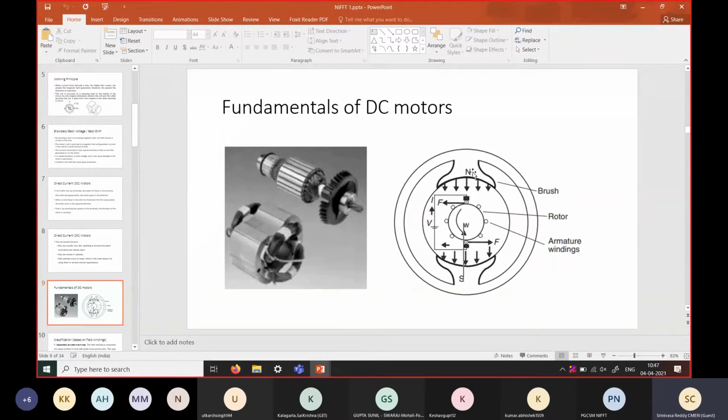In a practical scenario, there will be some 8 pole motor, 6 pole motor, like that. The number of north and south pole pairs will be more, and they are all distributed over the 360 degrees of the stator. Like that, in the practical scenario there are several coils to improve the magnetic field and torque capability of the motor.